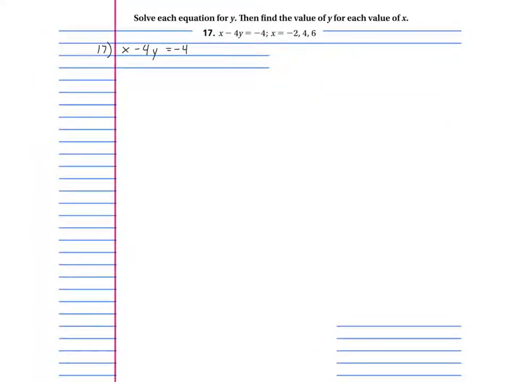Okay, here we go. We are solving the equation for y, and then we're going to plug in these values of x that they give us, -2, -4, -6. I apologize, in the last video I said that number 15 was the last of this type, but there's another one of this type. So, what do we need to do?